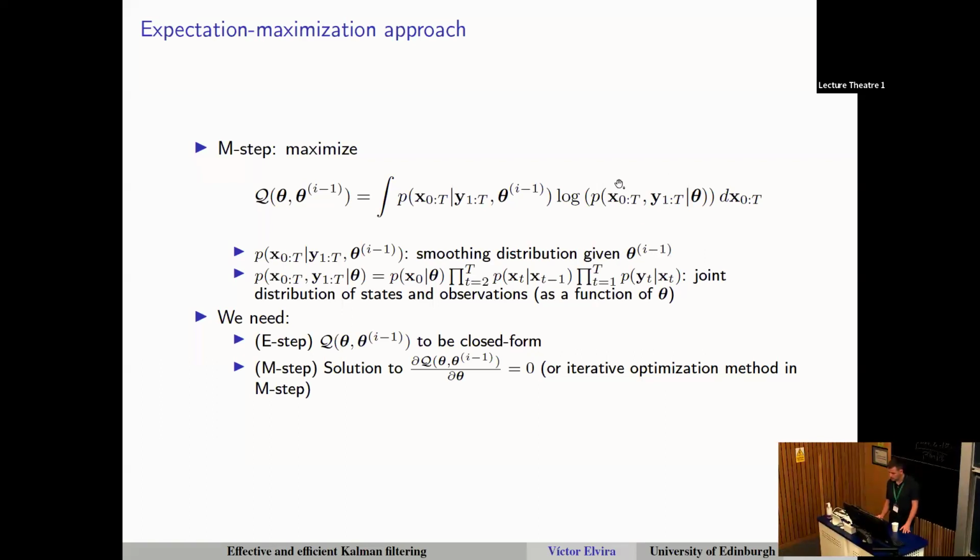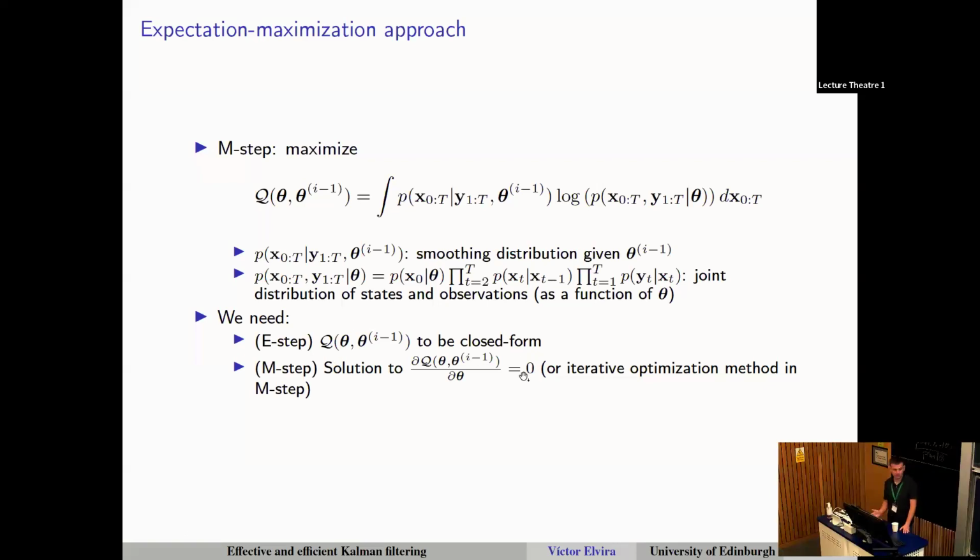And here you have the joint, maybe related to what you were saying, that factorizes very, very nicely. It's just the concatenation, the product of all transition kernels here and all the observation kernels here. Then we would like to have this in a closed form. The linear Gaussian is going to be in a closed form. And then in the M step, what we need is to find the maximizer.